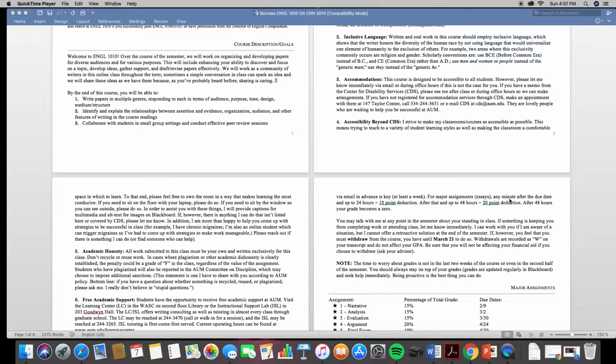And if you have an accommodation letter from CDS, please email it to me right away so that I can get you what you need to be successful at AUM.